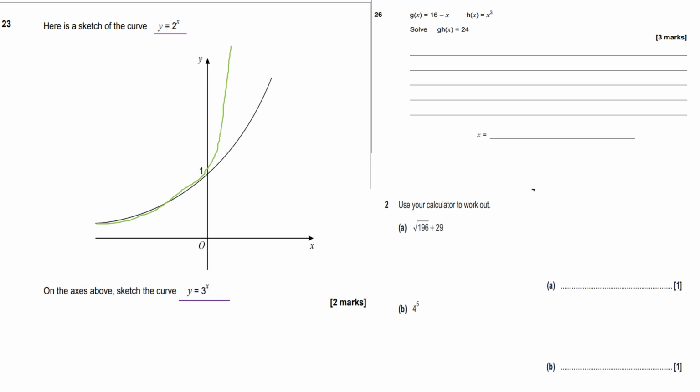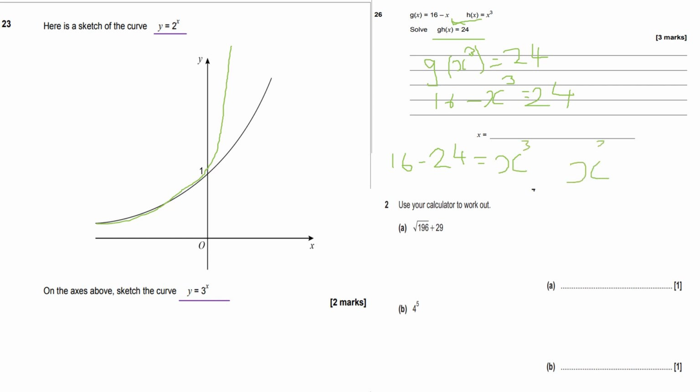Question 26, guys. We've got some composite functions. So h of x, I'll put in h of x, and then I'll apply g to it. So g of x cubed, substitute x cubed into g of x is equal to 24. So that will mean 16 subtract x cubed is equal to 24. Rearrange this by adding x cubed to both sides, and take away 24. So I'm going to have 16 take away 24 is equal to x cubed. So x cubed is equal to minus 8.